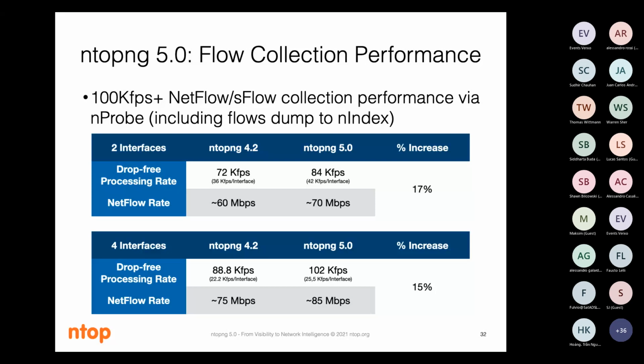It means that you can have this software combined with ntopng to monitor NetFlow traffic in your enterprise up, let's say, to 85 megabits per second. That is approximately 100,000 flows per second. This is also an increase of 15% with reference to the previous ntopng 4.2 release.